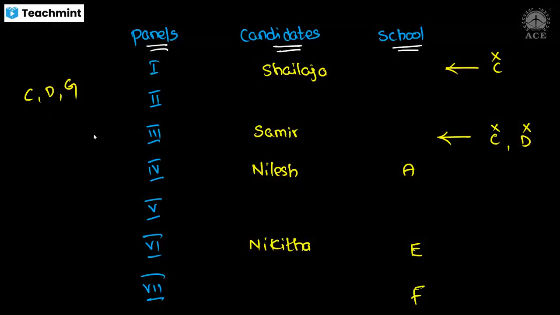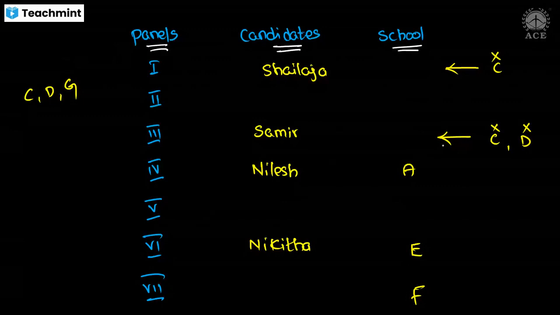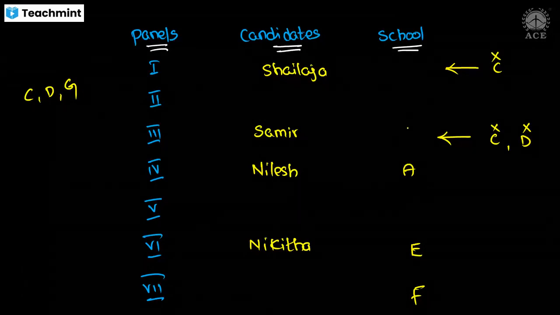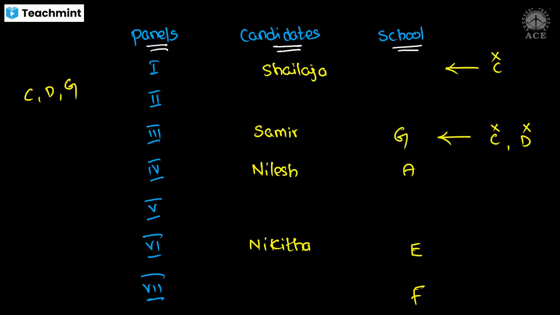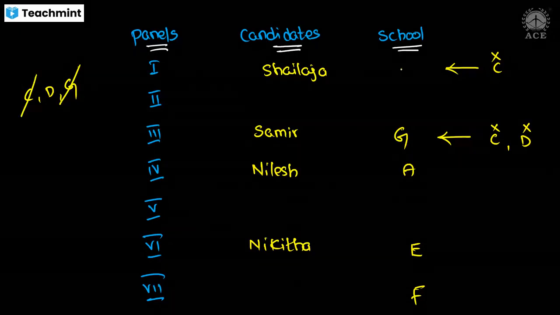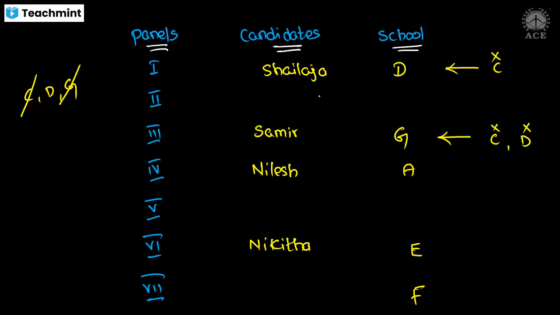B is assigned for Harish. And here the remaining is also the person, so and so panel is given. Now, C and D is not for Samir. Samir should go with G. Sailaja, not C, means Sailaja should go with D.